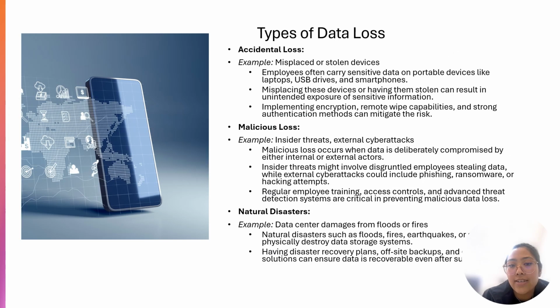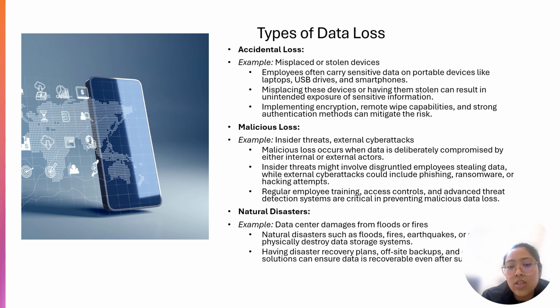Moving towards the next slide, I have the various types of data loss. Among them, three are mentioned on the slide. The first one is accidental data loss. Accidental data loss occurs when devices like laptops, mobiles or USB drives containing sensitive information are misplaced or misused in companies or organizations. For example, an employee leaving a laptop with customer data on public transport.